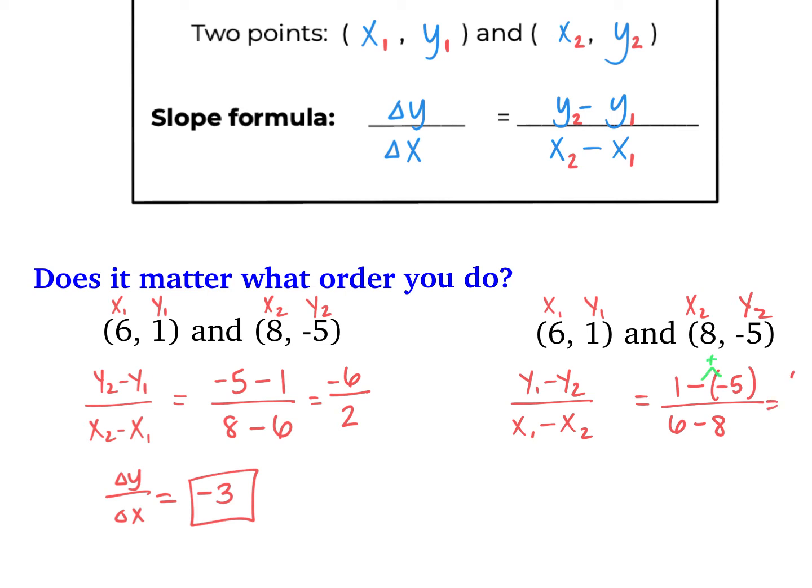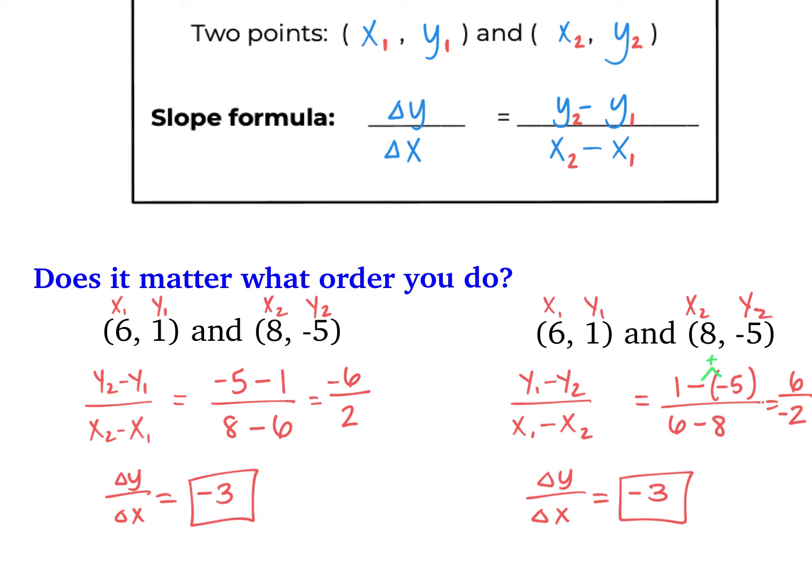So this really becomes a positive 6, and then 6 minus 8 would be negative 2. Good news is 6 divided by negative 2 is still equal to negative 3. So it doesn't matter which one you start with. The difference is kind of where our negative was. Here it was in the numerator, here it's in the denominator. But it really doesn't matter because they're both equal to the same thing.